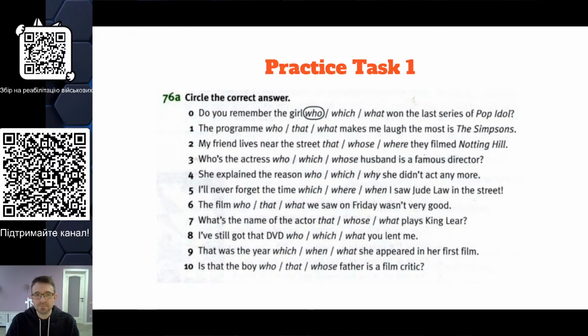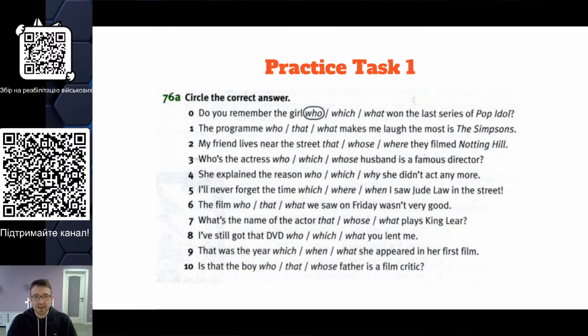Number four, she explained the reason why she didn't act anymore. Here we're giving a reason, so why is the logical choice. Number five, I will never forget the time when I saw Jude Law in the street. Here we have the time, so with times, as we talked about before, we normally use the word when. Number six, the film that we saw on Friday wasn't very good. Here, obviously, which would also be correct in this sentence, but we don't have which, so only that is the right choice here.